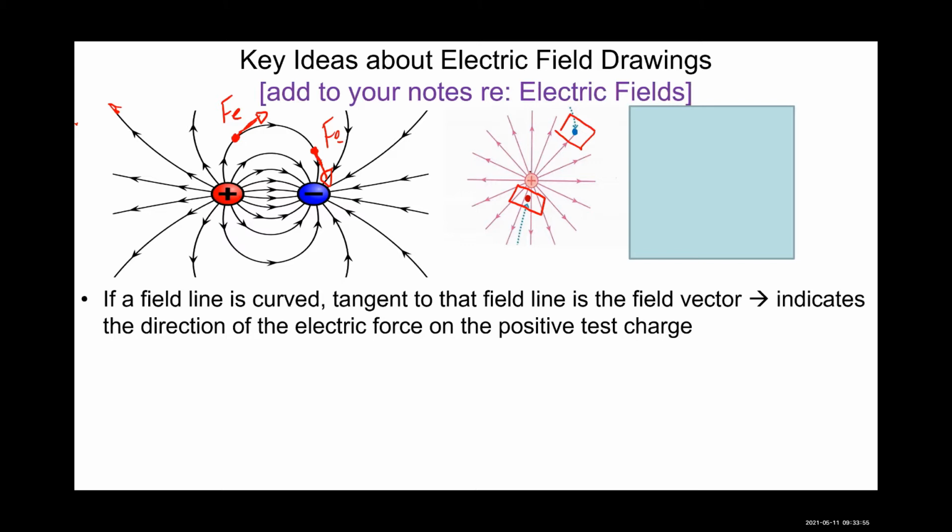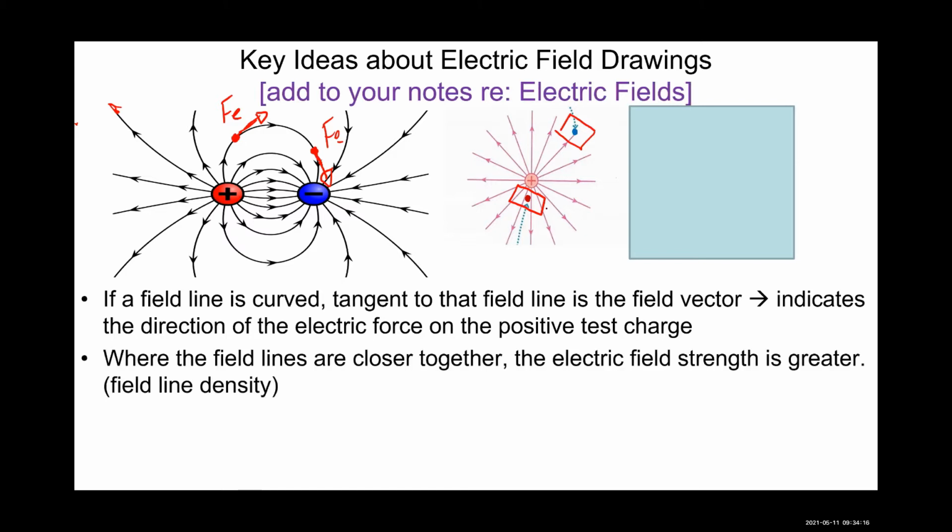So for example, in this drawing, notice I have one field line that goes through this box. Same size box for the red dot has 1, 2, 3, 4 field lines going through it. So one would have to conclude that the strength of the electric field is much greater at the red dot than the blue dot because the field lines are closer together. Where the field lines are closer together, the electric field strength is greater. And that's something you often hear talked about as field line density.